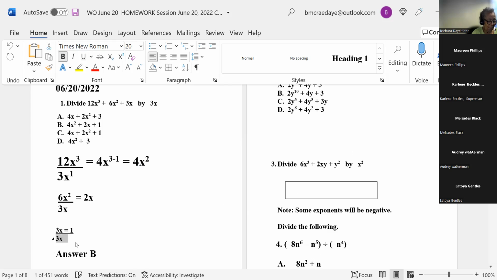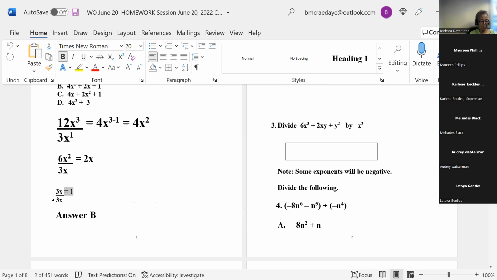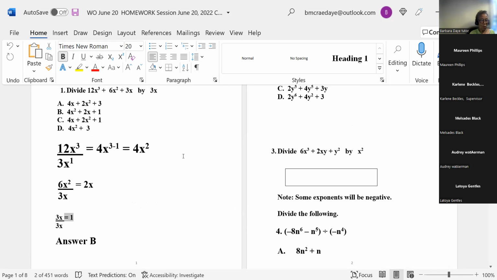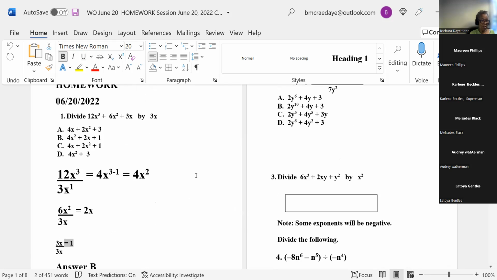Okay, get rid of the underline here. Any questions on number one? Okay, so if you have a polynomial and you divide it by a monomial, divide each term of your polynomial by the monomial. Put them all together and you get the answer.